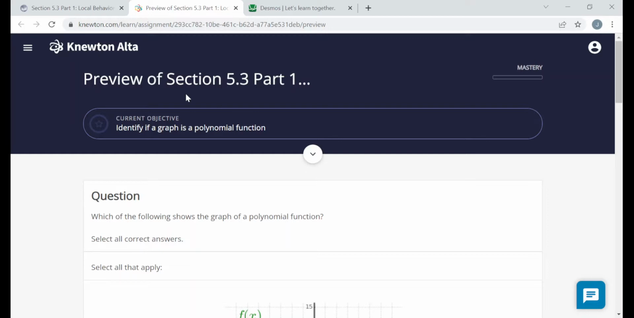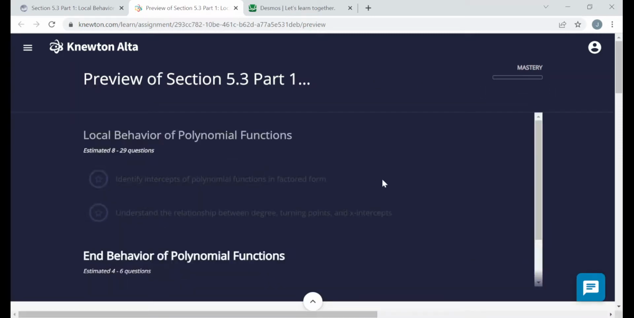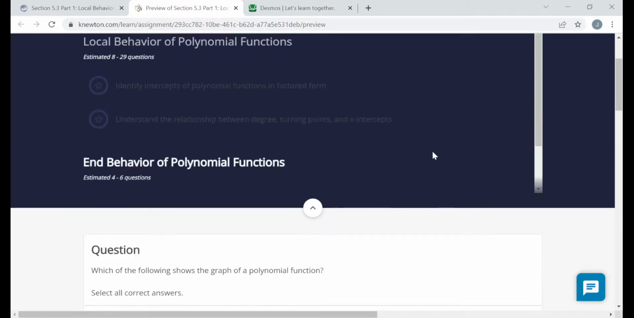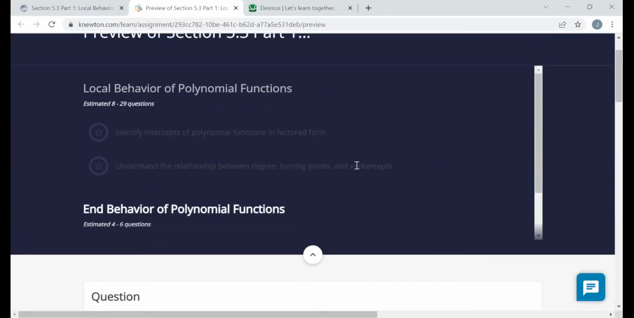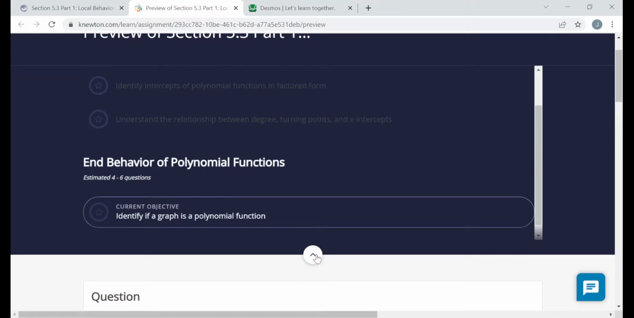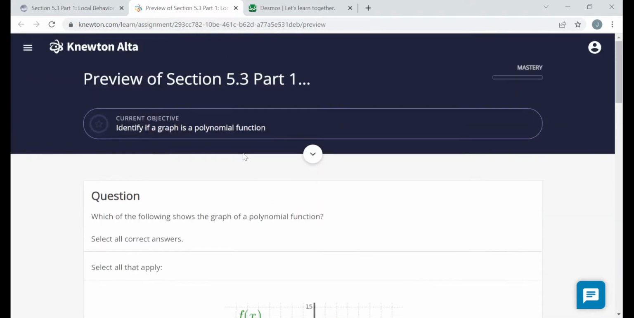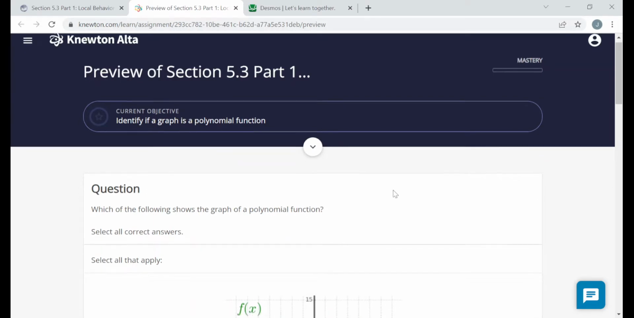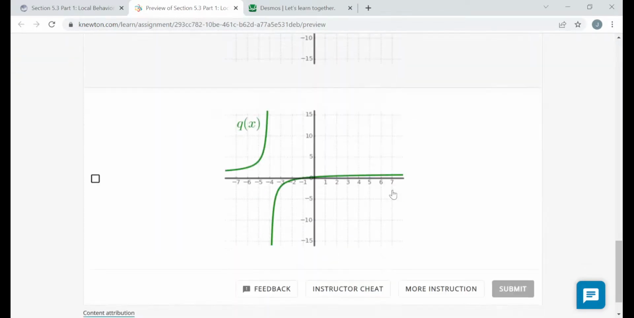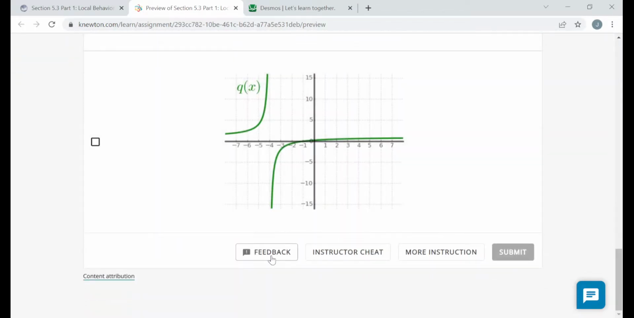Alright, so on your assignment page, you should see the title, you have your mastery bar, look at the objectives. Looks like there are 3 objectives in 2 different sections here. And under the current objective, you should see a question related to that objective. And at the bottom of every question, you should see a feedback button. You can send feedback to Knewton. You will not have this instructor cheat button.